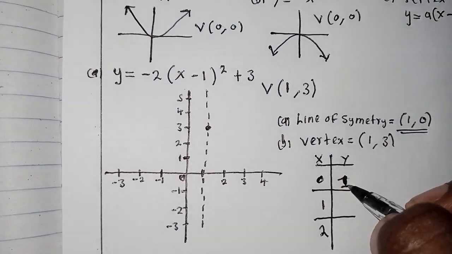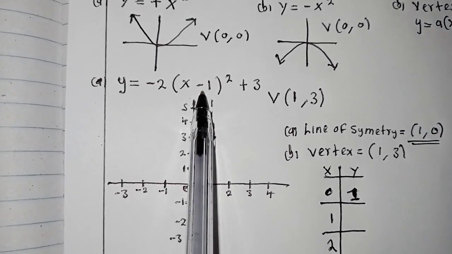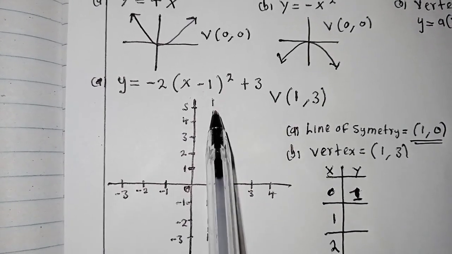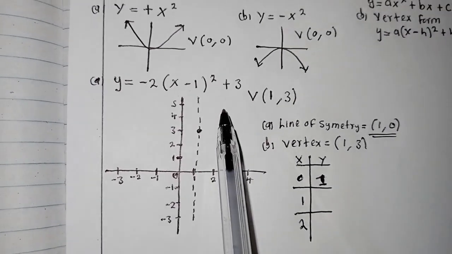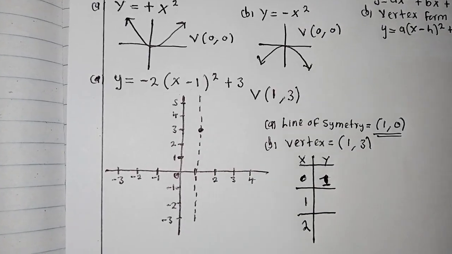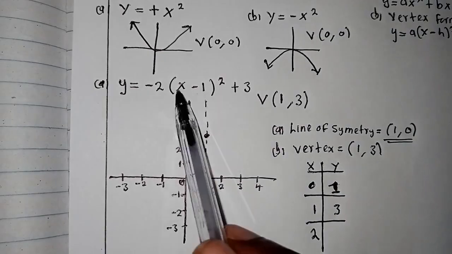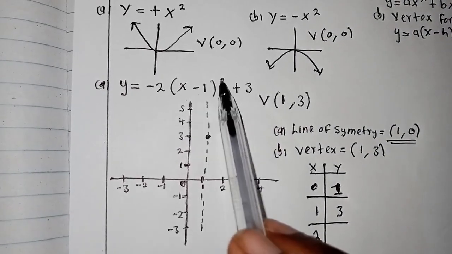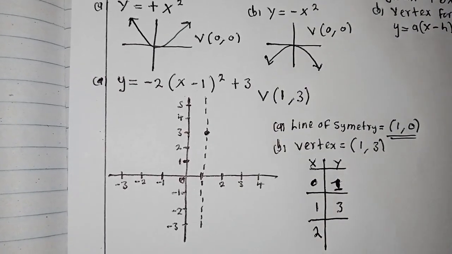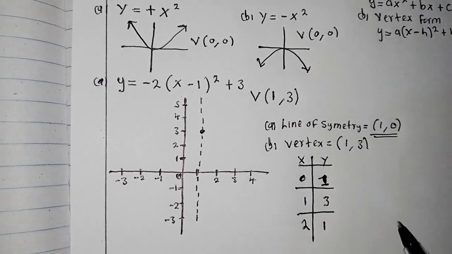So already I know what I'm doing here. If I place 1 here, it's going to be 0 inside. Then 0 to the power 2 is just 0, then this multiplied by this, everything will be 0. So it's going to be a 3 here. If I place a 2, it would be 1. 1 to the power 2 is just 1 multiplied by negative 2. Negative 2 plus 3 is going to be 1.